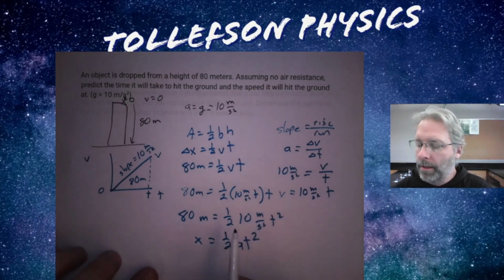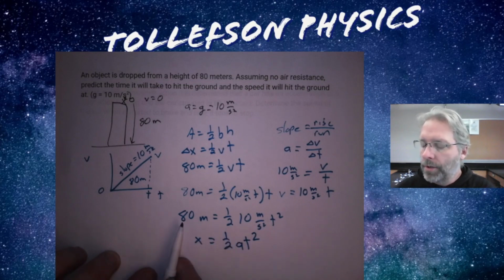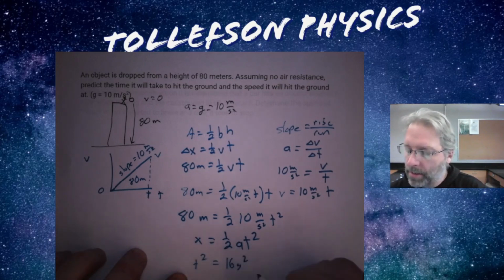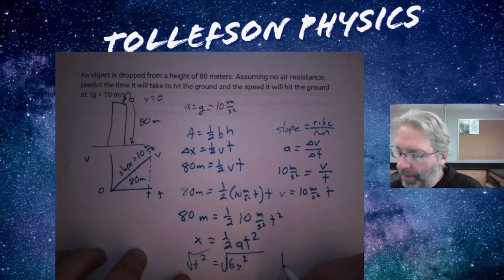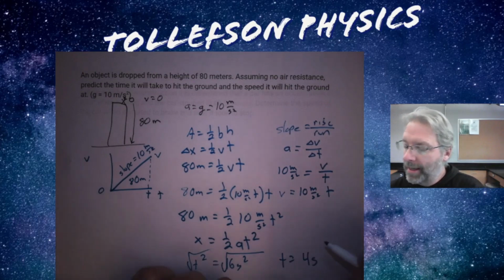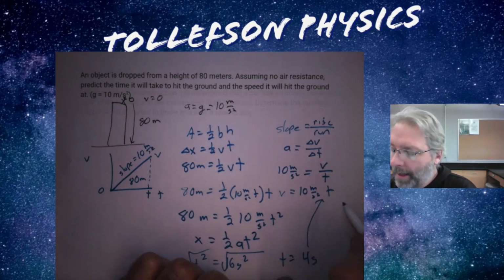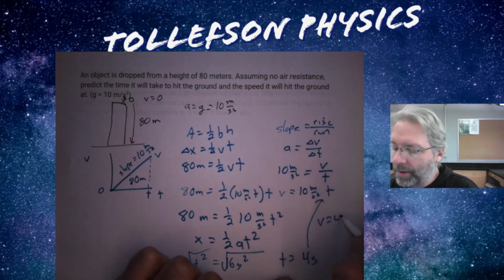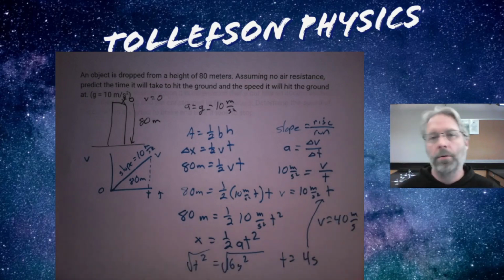So then we can go ahead and solve this. What's the easiest way? If I multiply both sides by 2, I get 160. Divide by 10, I end up getting t squared equals 16 seconds squared. Then you take the square root of both sides and you find out the time is 4 seconds. Once I know the time is 4 seconds, I can go right into here and substitute 4 seconds times 10 meters per second squared, and I end up finding out the speed right before it hits the ground is 40 meters per second. So it all falls together when you're using both the area and the slope definitions of a velocity time graph.